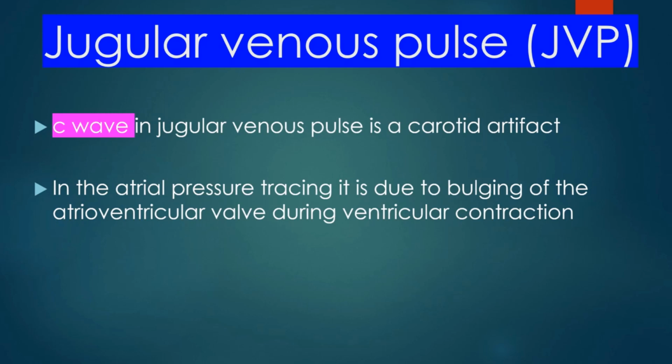C wave in jugular venous pressure is a carotid artifact. In the atrial pressure tracing, it is due to bulging of the atrioventricular valve during ventricular contraction.